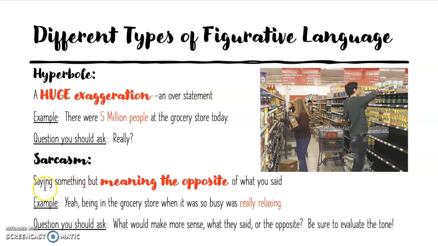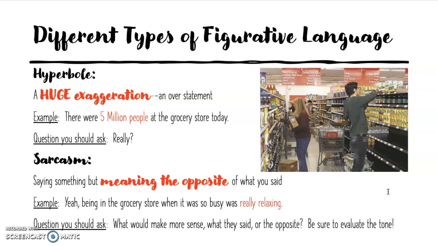The other thing I use a lot in my everyday language is sarcasm. Sarcasm is when you mean the opposite of what you're saying. So you're using words, but you're meaning those words to mean the opposite. So for example, I might say, yeah, being at the grocery store when it was so busy is really relaxing. And usually there's a tone that goes with it, right? You could hear that in my voice.